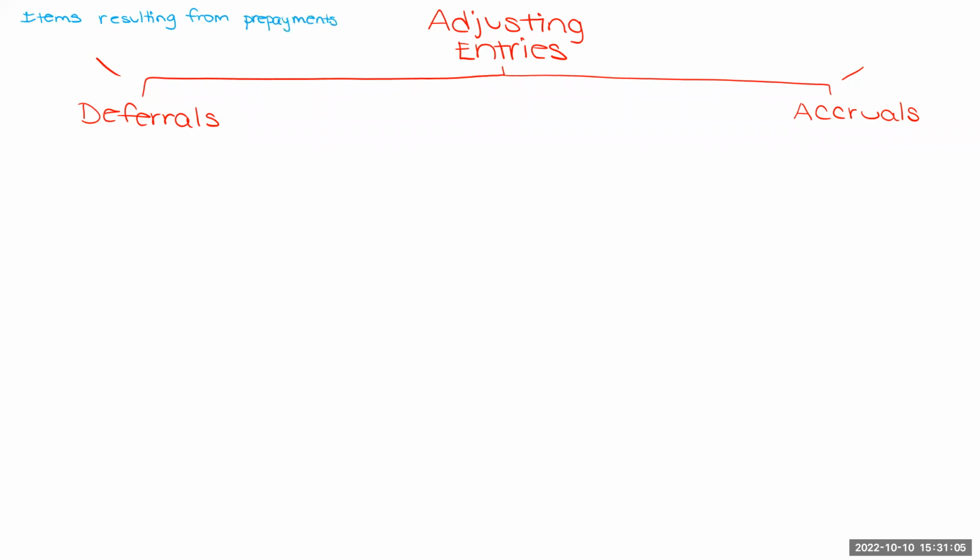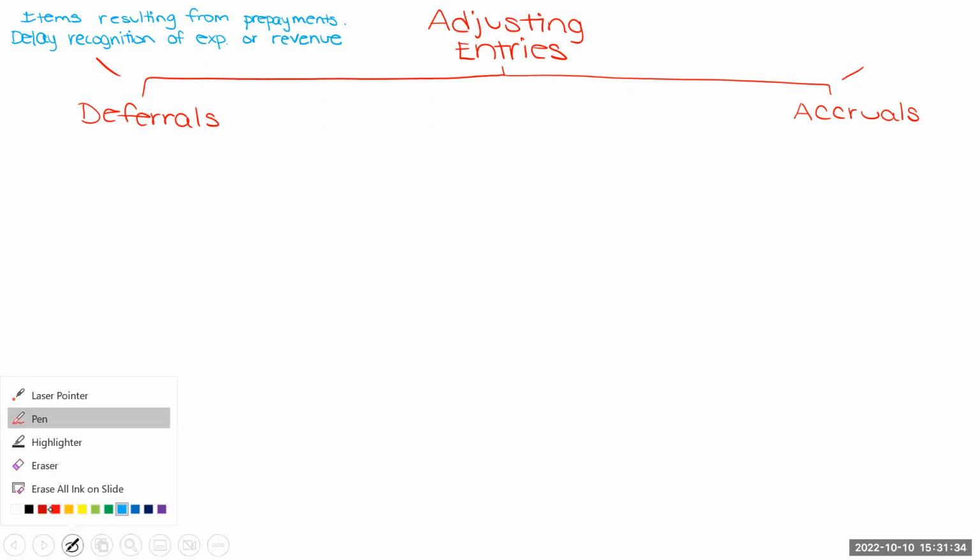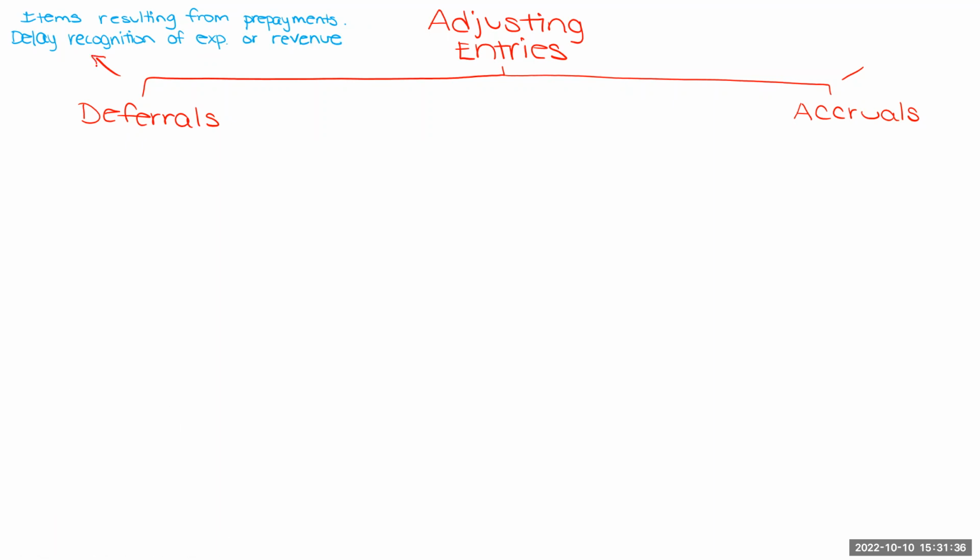Okay. When the prepayment occurred, we had to delay or defer recognition of a revenue or an expense. Why did we have to delay that recognition? Because we had to in order to be in compliance with the revenue recognition principle and the expense recognition principle. Okay, so let's look at some examples. That's what deferrals have in common.